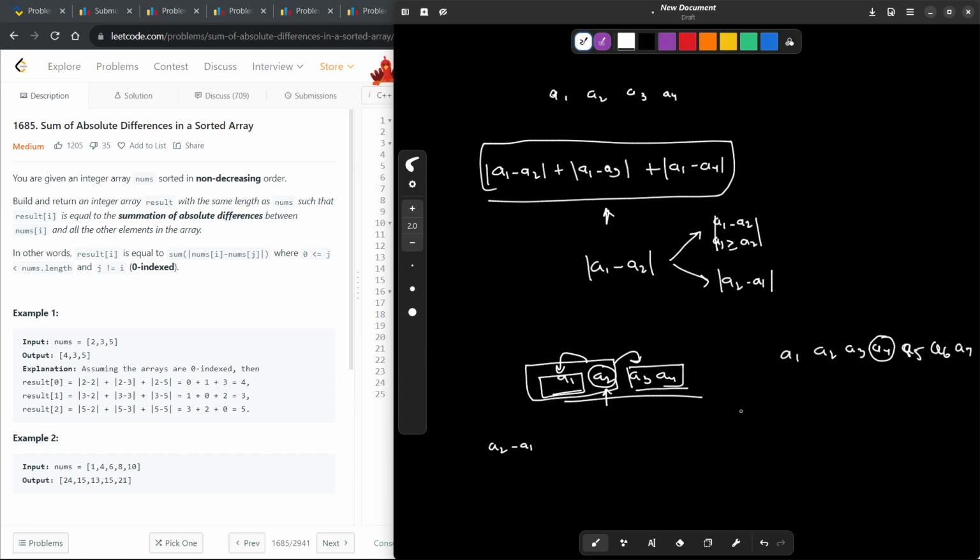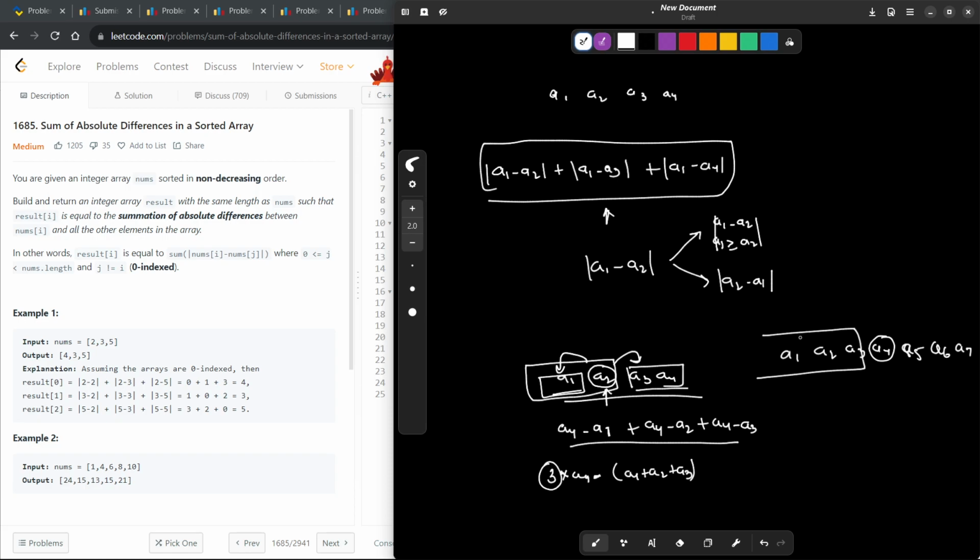Let's say we are calculating for a4. So how do we do it? We would write a4 minus a1 plus a4 minus a2 plus a4 minus a3. We would write it like this for the left half, right? So how can I reframe this particular expression? I would write 3 times a4, minus a1 plus a2 plus a3. So what is this 3? 3 is the number of elements present to the left of it, and this is the summation of those elements. So you see, I am able to derive the left half of the answer using O of one time and with the help of a constant expression.